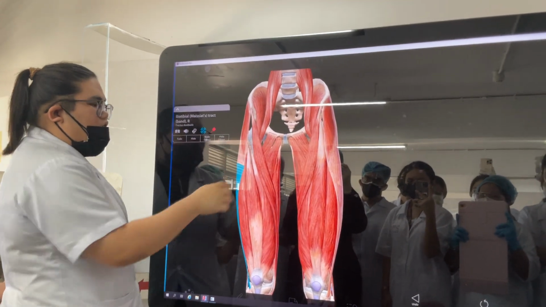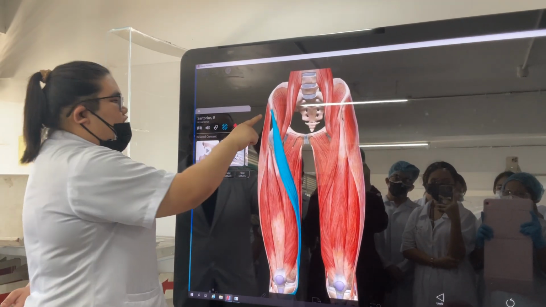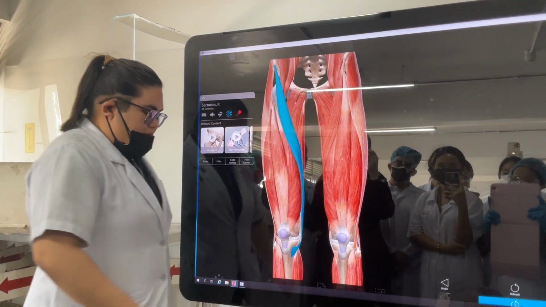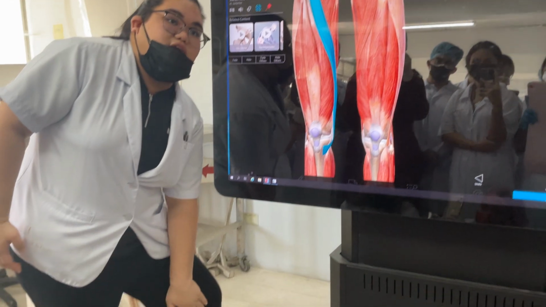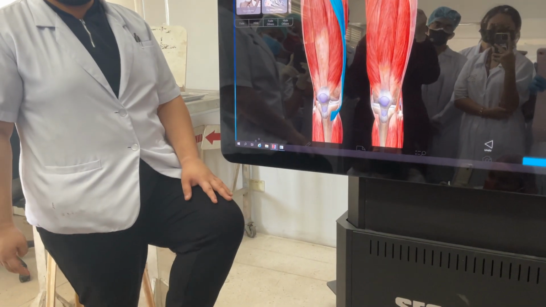But right here, we call this your sartorius muscle. This is the longest muscle in the human body. As you can see, it originates right here at the ASIS and it inserts all the way down to your medial knee. So imagine from here all the way over here. Its action will flex and externally rotate your hip.